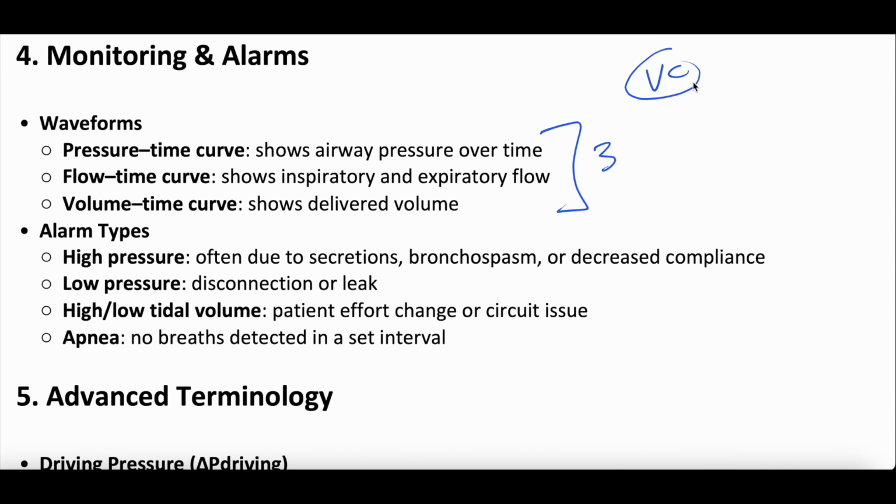If we're in volume control mode, pressure versus time usually looks something like this. Right, this is what the scalar usually looks like. Flow versus time usually looks something like this. Oop, hopefully we didn't mess that up. Volume versus time usually looks something like this.